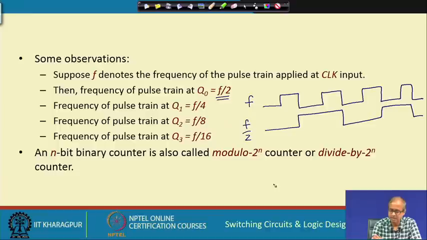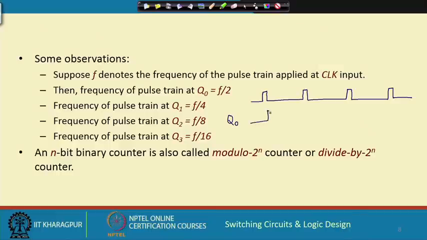Similarly, at Q 1, with respect to Q 0, again divide by 2. So, it will be f by 4. At Q 2, it will be f by 8. At Q 3, it will be f by 16. So, a binary counter can be very nicely used for dividing the input frequency by some power of 2. This is one interesting characteristic.